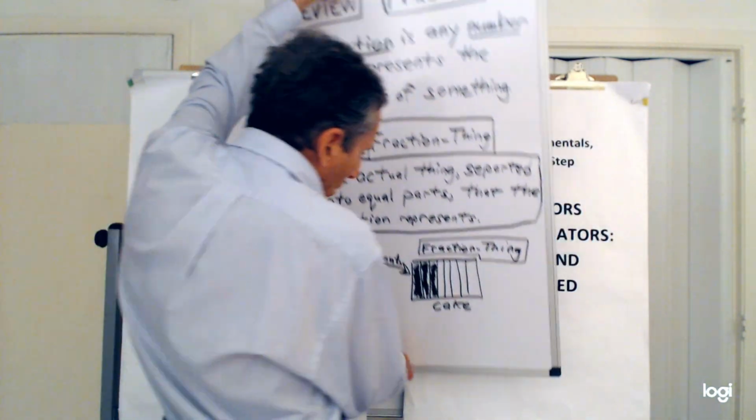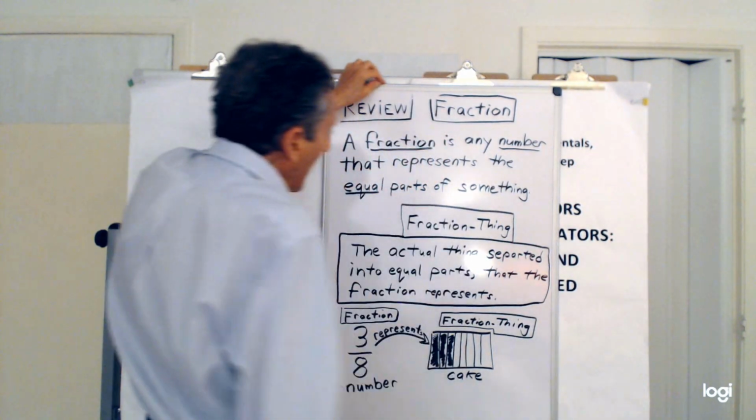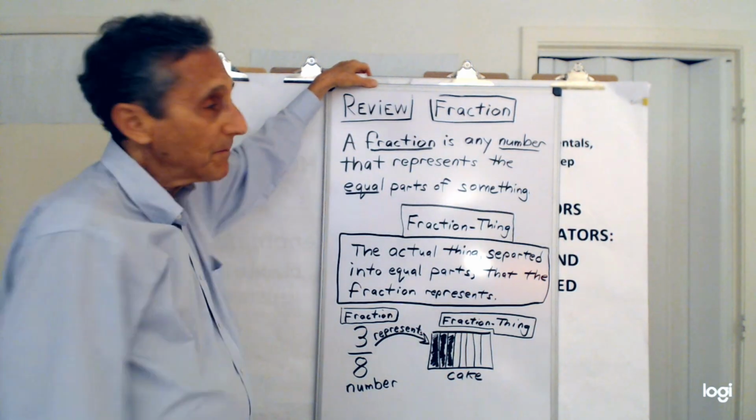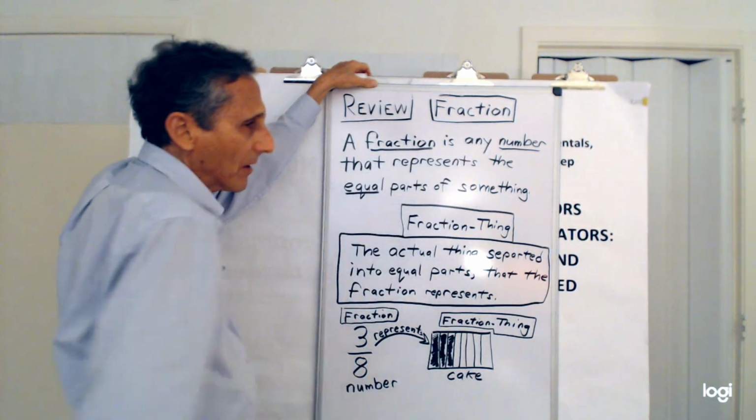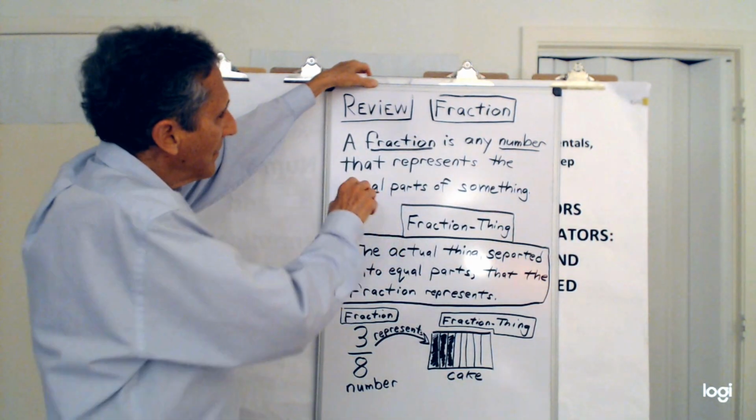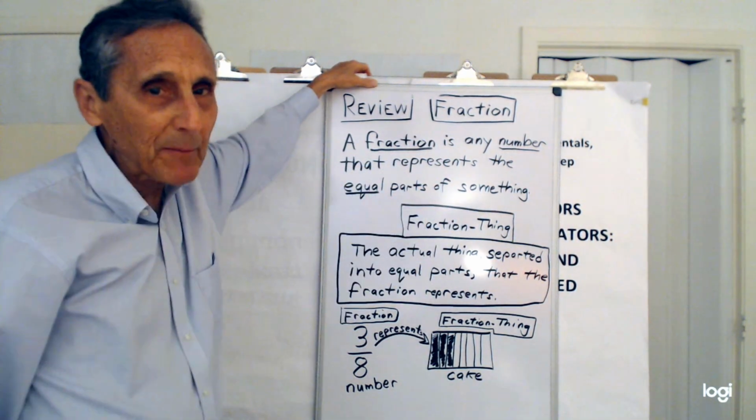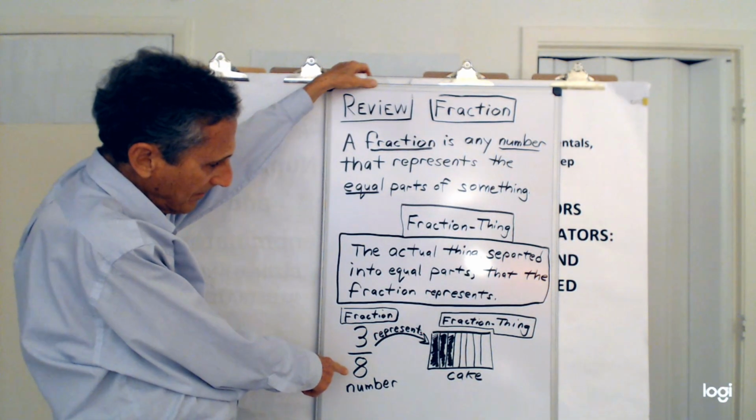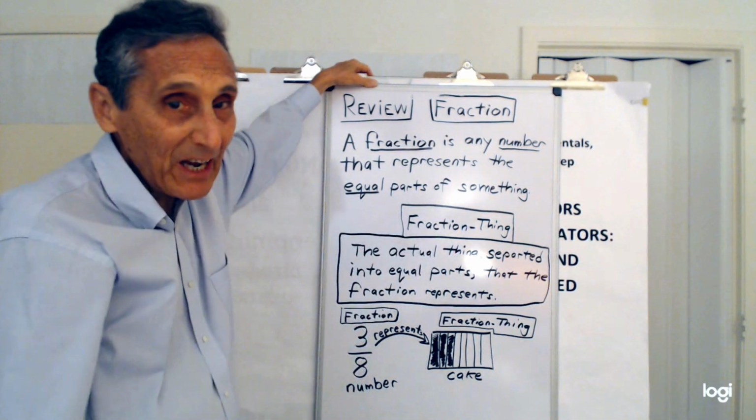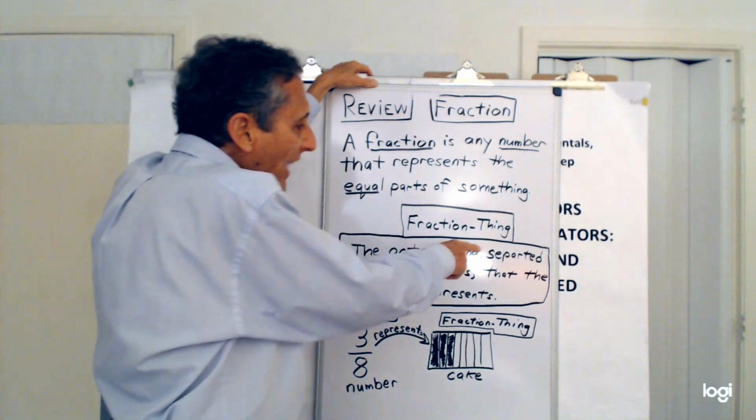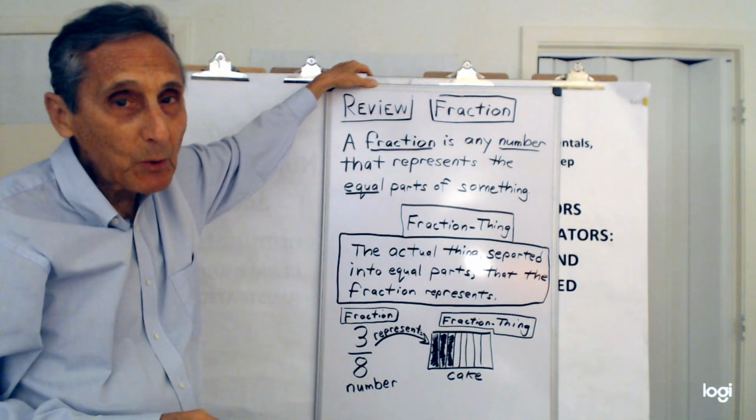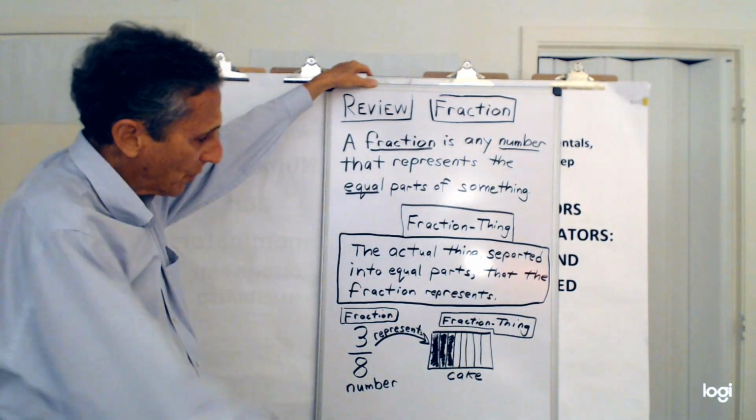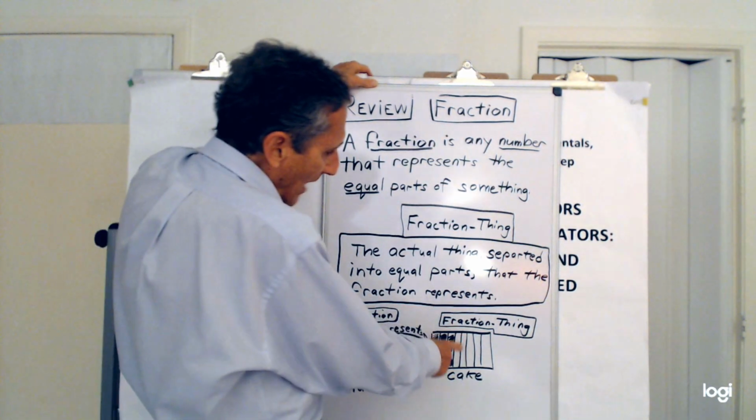Now let's do another little review for everyone. Fraction. A fraction is any number. It's a number. It represents the equal parts of something. See? There's a fraction, 3/8. A fraction thing is the actual thing that is separated into equal parts that the fraction represents. So the fraction represents a fraction thing.